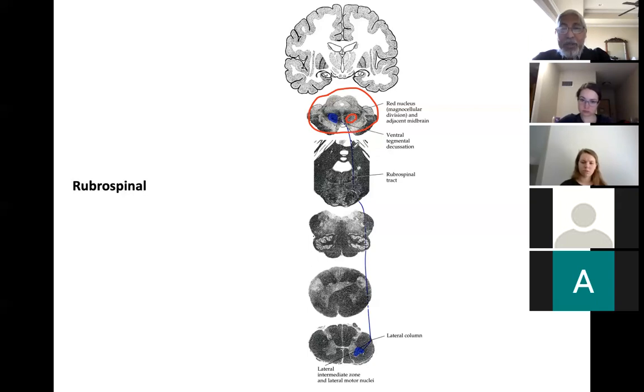Now, these fibers, coming from the red nucleus, which is in the midbrain, and coming to the spinal cord, if I ask you to call it either an upper motor neuron or lower motor neuron, what will you call it? You will call it an upper motor neuron, or you want to call it a lower motor neuron? Who said upper motor neuron? Speak out. What about the rest of you? Turn your mic on.